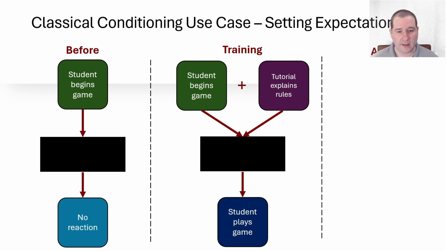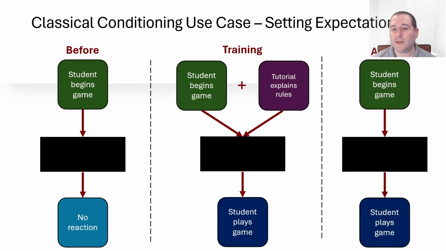Now, the student can play the game correctly. And eventually they will get to the point where you no longer need the rules. The student will know how to play the game. So classical conditioning can be used to just set expectations, to just explain key concepts before a lesson. Classical conditioning is about getting there before the student has to process things. Getting there preemptively.